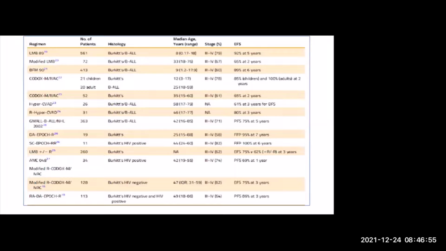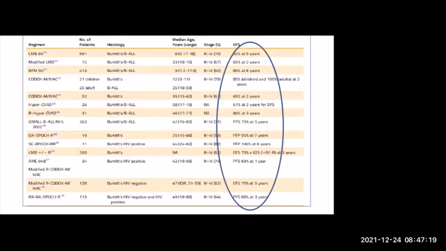Several groups have developed their own protocols based on these principles, and there are no randomized trials in this setting. In adult patients, the largest data comes from the German GMALL protocols, and the focus is to reduce the toxicity while preserving the efficacy. So these are the protocols. If we see, the EFS is almost the same amongst all the protocols. It is around 60 to 90%.